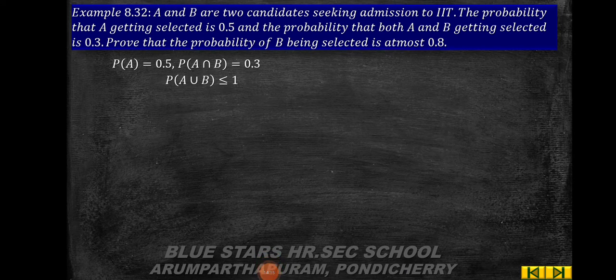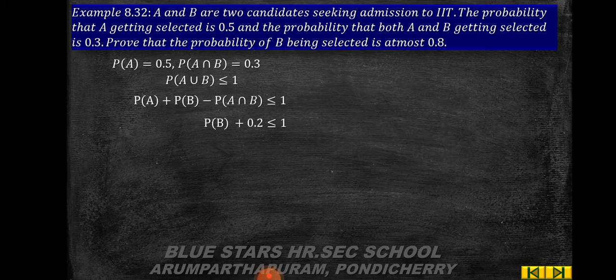P(A) is equal to 0.5. P(A ∩ B) is equal to 0.3. P(A ∪ B) is less than or equal to 1. P(A) plus P(B) minus P(A ∩ B) is less than or equal to 1. So 0.5 plus P(B) minus 0.3 is less than or equal to 1.